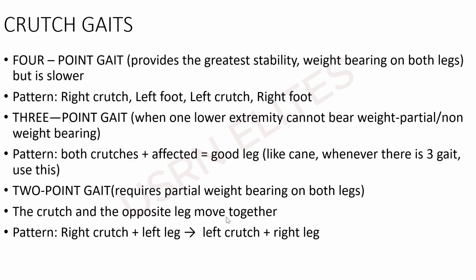All right. So 3 points, we add what? 2. And one must be left behind. Which one do you think will be left behind? The good or affected? Good. The good. So if we are adding with a 3-point gait, we add 2. So a crutch and the what? A crutch and the what? The affected leg. Is equal to good. I hope it's simple.